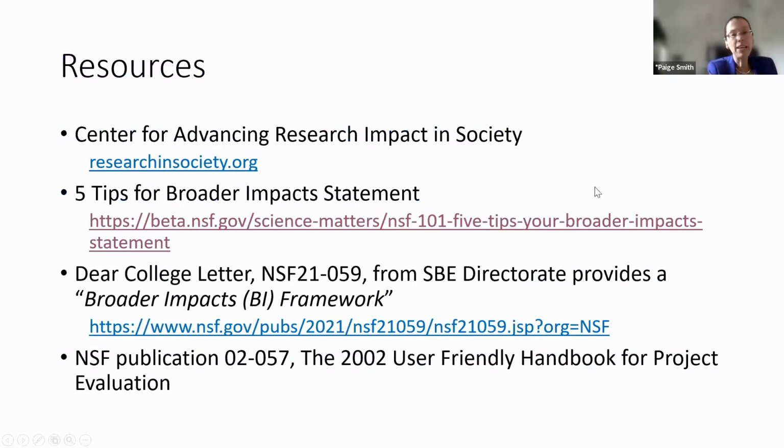And this slide is just a summary of some resources. There are some excellent resources out there on broader impacts and evaluation, and those are just some links that you will have access to. So, Saddiq.